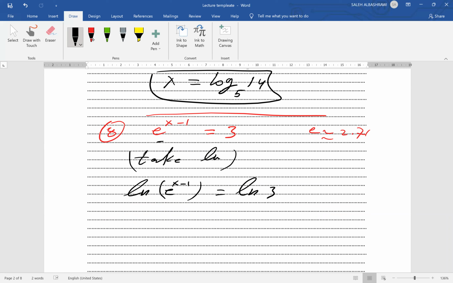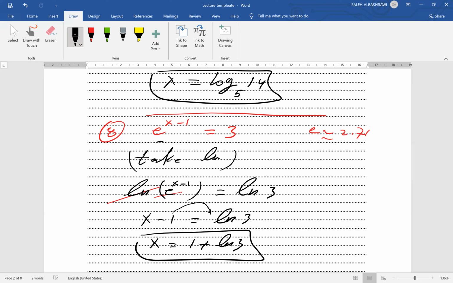Using the properties of the logarithm, since I have exponential function and logarithm with the same basis, this can be removed. I will have only the power, that is x minus 1 equal to ln 3. Move on to the other side, then x will be 1 plus ln 3. I will have x equal to 1 plus ln of 3.